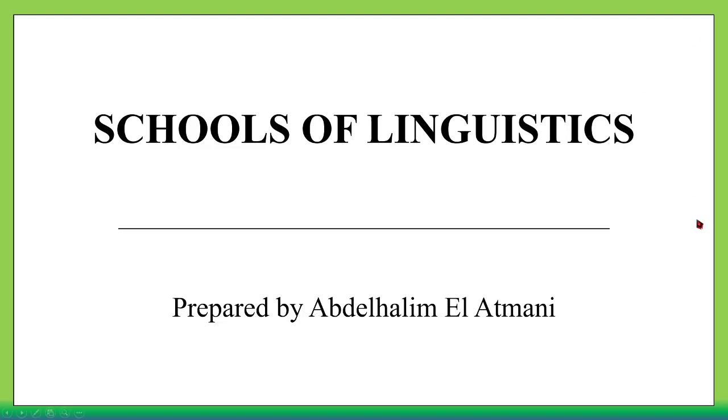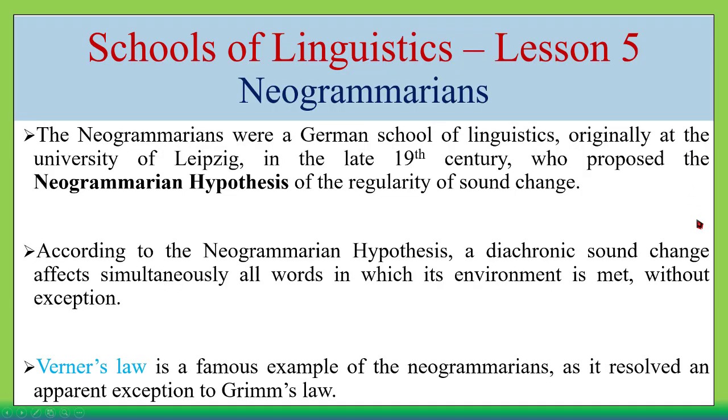Today we'll be talking about Neogrammarians. The Neogrammarians were a German school of linguistics, originally at the University of Leipzig in the late 19th century. These grammarians proposed the Neogrammarian hypothesis of the regularity of sound change.